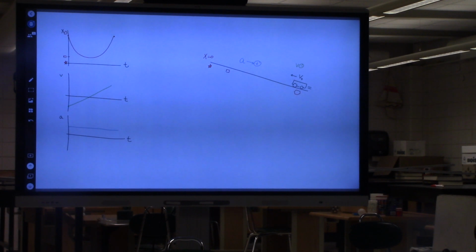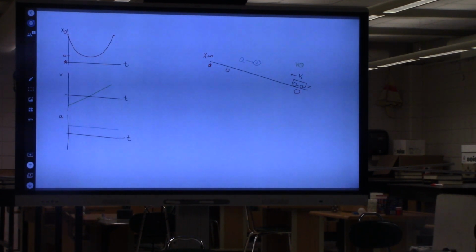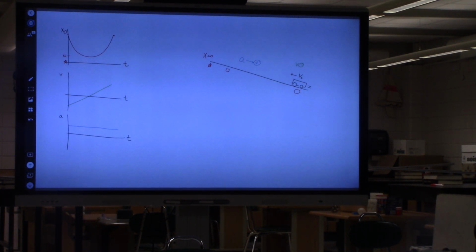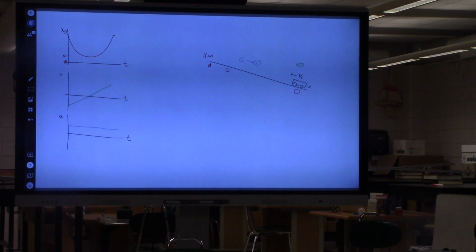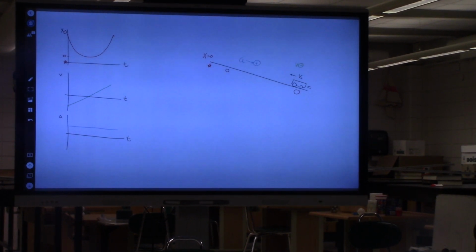Your evidence is that if you look at the velocity time graph, at some point, the green line literally crosses the t-axis. All right. I was going to say the same thing. You were going to say the same thing.